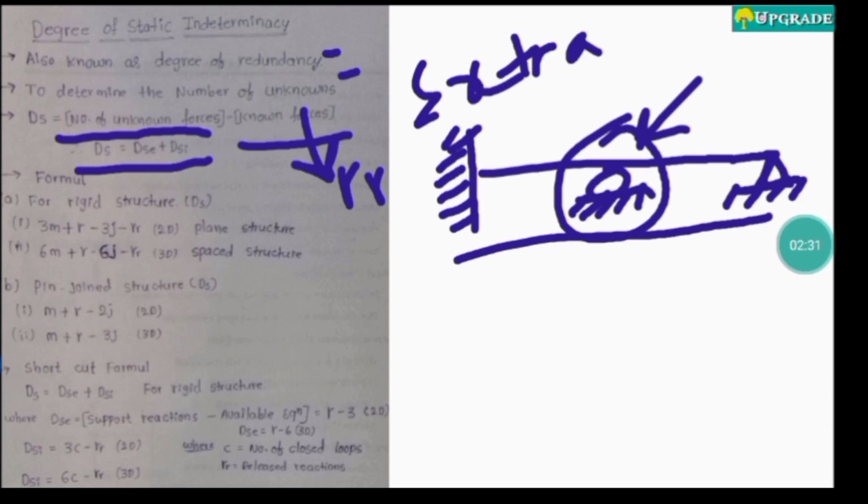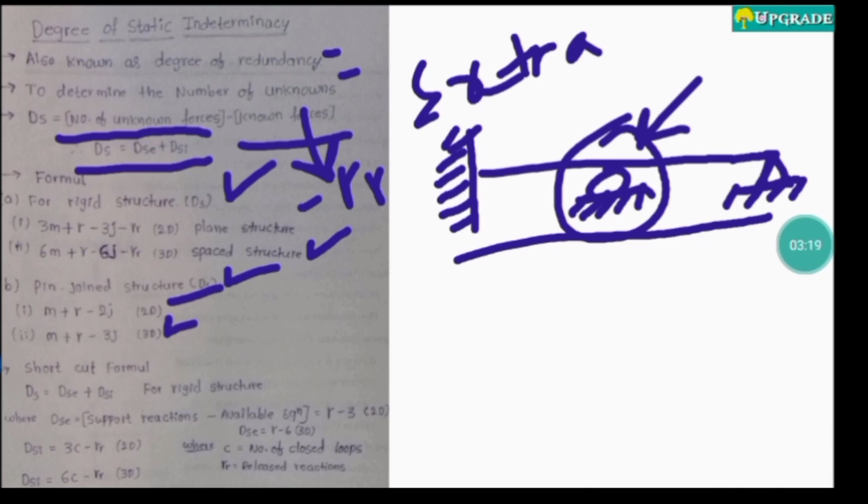So first, the rigid structure: 3m plus r minus 3j minus rr. This is for a 2D structure, and 6m plus r minus 6j minus rr is for a 3D structure. Now coming to the pin joint structure, the formula is m plus r minus 2j. This formula is used for a 2D structure, and m plus r minus 3j is used for a 3D structure.